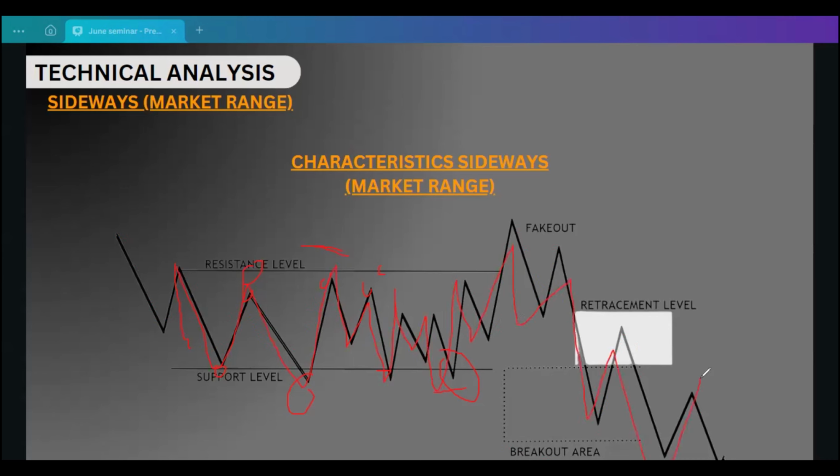So that is that. So what are the characteristics of sideways markets or market range? There is support and resistance level. Price is trading in between those levels. There is, or there might not be, a fake out, but there's always a breakout and retracement. A fake out doesn't occur all the time, but price must break out and retrace.